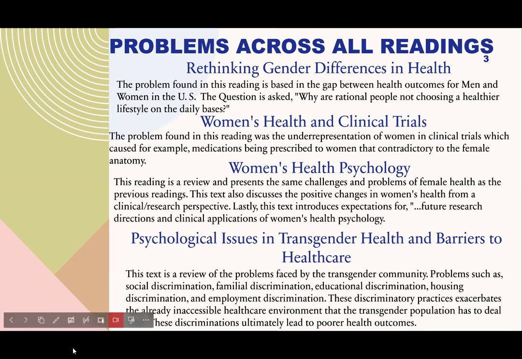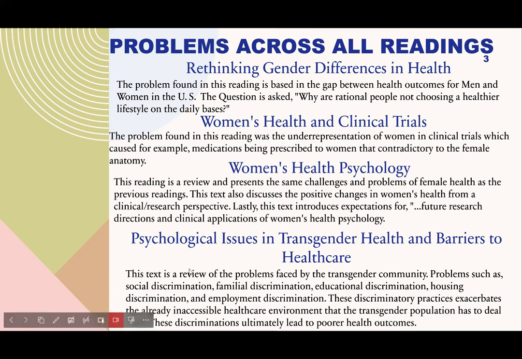There goes. This text is a review of the problems faced by the transgender community, problems such as social discrimination, familial discrimination, educational discrimination, a whole lot of discrimination the transgender community is going through, along with housing, employment, and employment discrimination. These discriminatory practices exacerbate the already inaccessible healthcare environment that the transgender population has to deal with. And so the problem is that these discriminations ultimately lead to poor health outcomes.